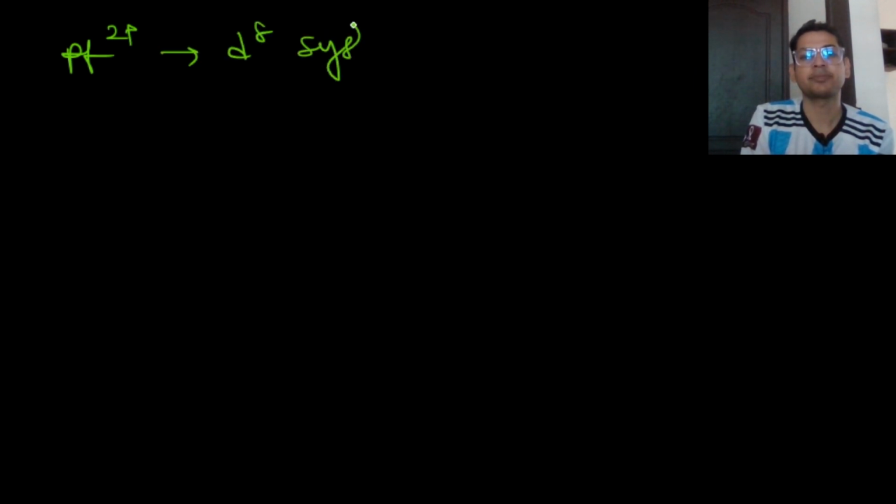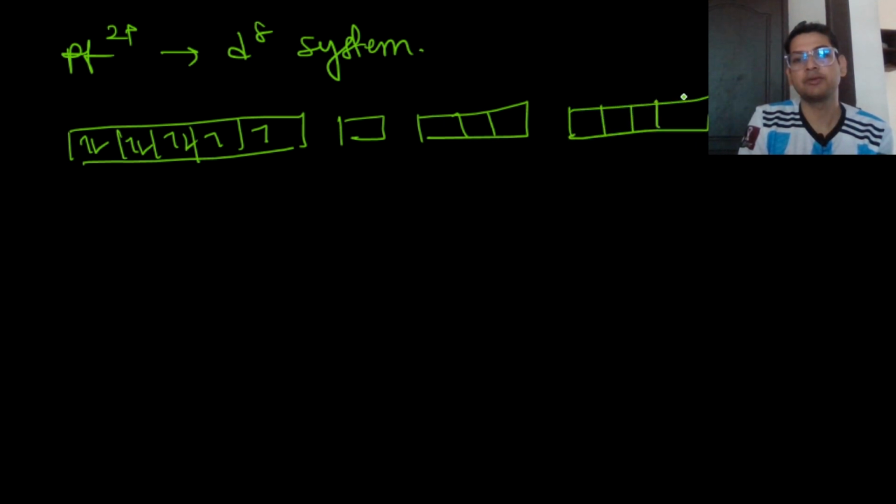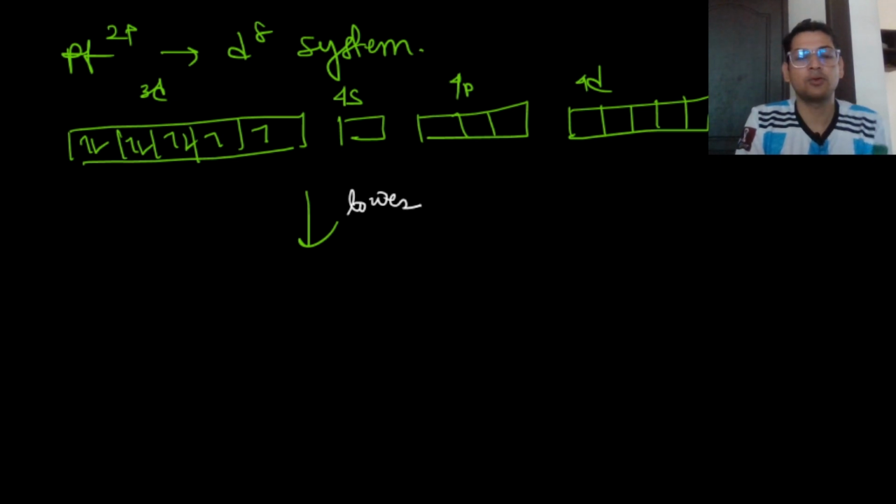Okay, so sir, you are talking about PT2 plus and you understand that this is a d8 system. Okay sir, if this is a d8 system, then you write it like this way: 1 2 3 4 5 6 7 8, and we are having 4s, 4p, 4d also here. 1 2 3 4, this is 3d, this is 4s, 4p, 4d.